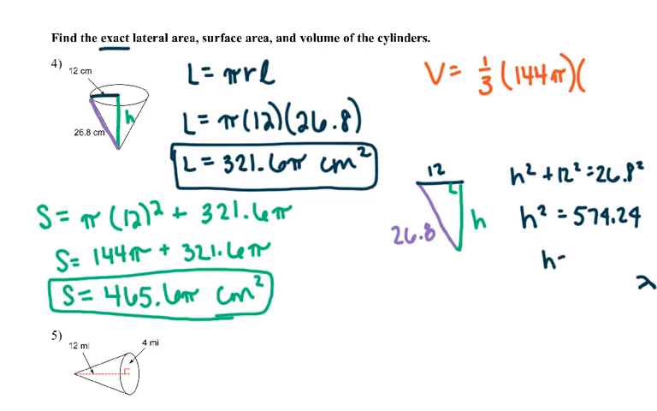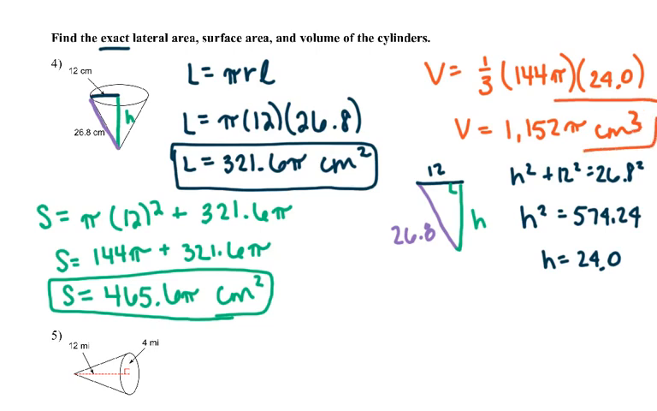So we're going to round that to 24.0. Okay, so we can pop that in our formula times our height, and we get, well, 1/3 of 24 is 8 times 144 is 1,152 pi cubic centimeters. That was volume, excuse me, a third dimension.